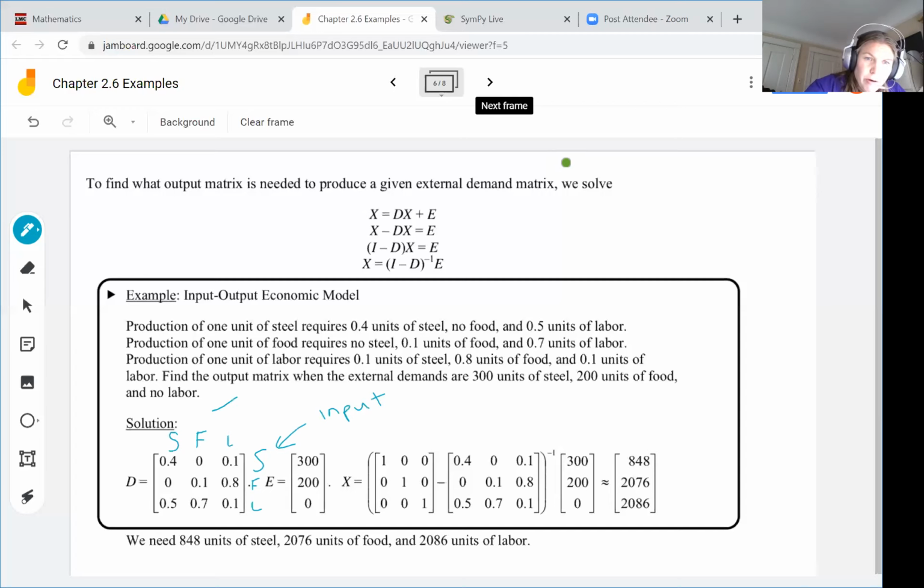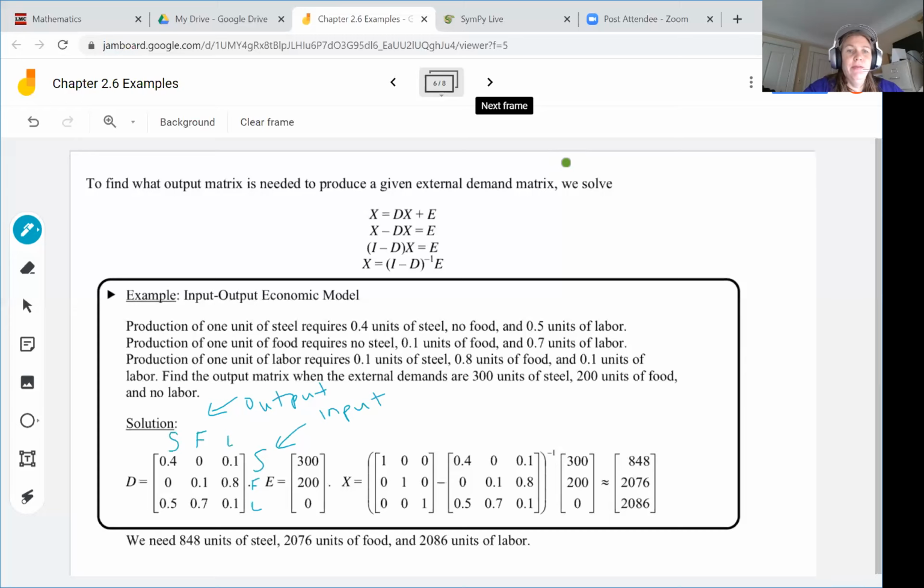In the rows, and our columns are the output. All right. So this is our consumption matrix, D. So to keep building it, we are going to add in the fact that production of 1 unit of food requires no steel. So in the food column, steel row, we have a 0 there. 0.1 units of food, so the food column, food row has a 0.1 there. And 0.7 units of labor, so the food column, labor row has a 0.7 there.